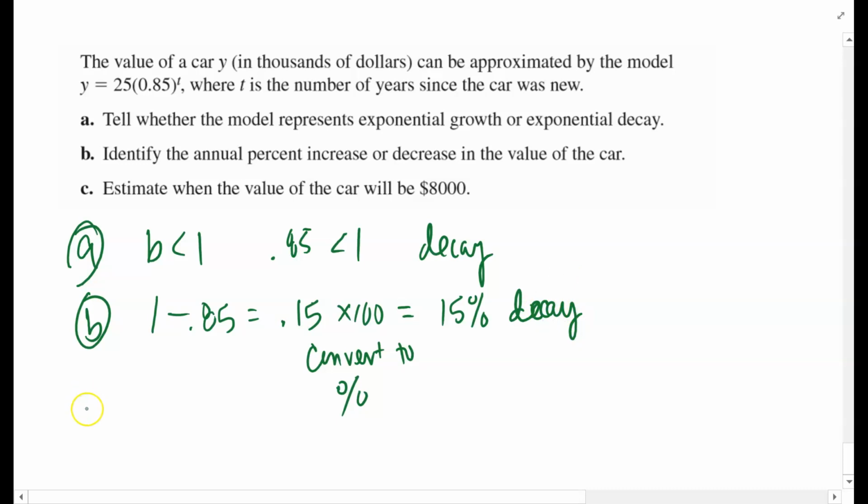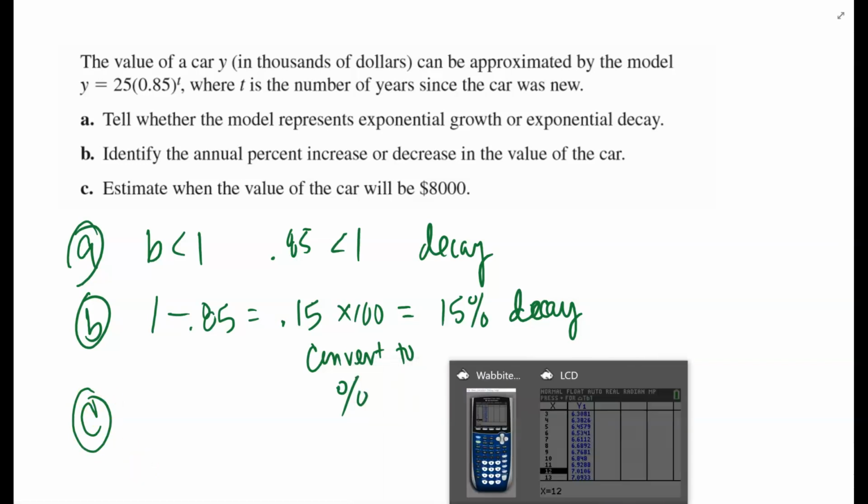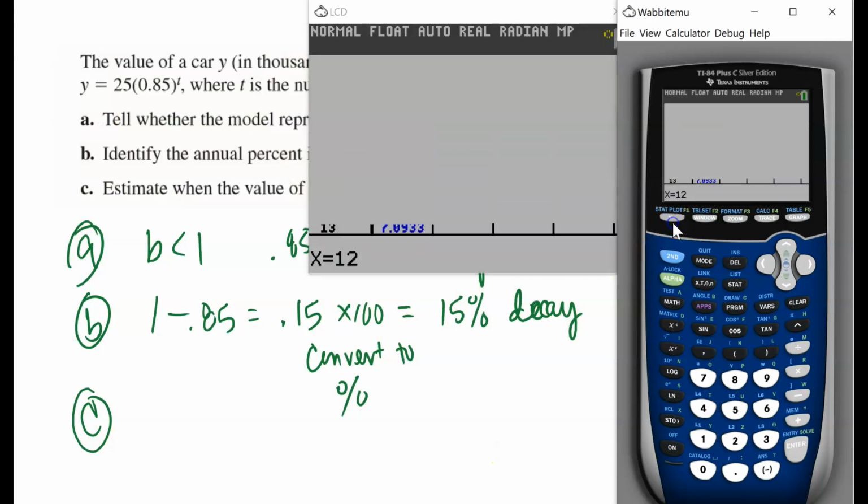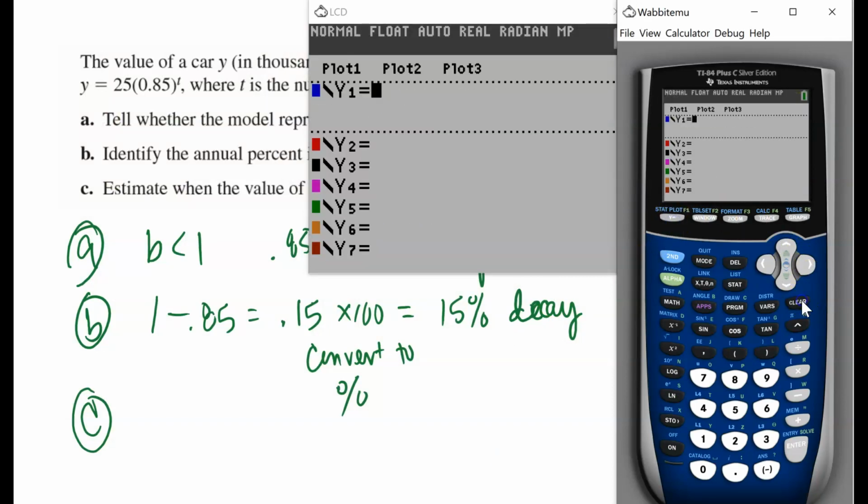Okay? And then part C, it wants us to estimate when the value of the car will be $8,000. Again, I would go to my calculator. If you don't have your TI calculator at home, don't forget you have Desmos that you can use, and you can slide your finger on the line. It'll give you points, and you can approximate that out to 8,000.